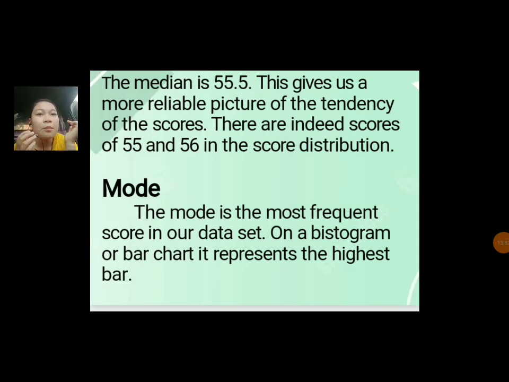So this gives us a more reliable picture of the tendency of the scores. There are indeed scores of 55 and 56 in the score distribution. So the median is not affected, unlike the mean, even if there is an extremely high and an extremely low score. Therefore it shows that if there is a highest and a lowest with a big gap between the scores, it is better to use the median. Nasabtan ang median.